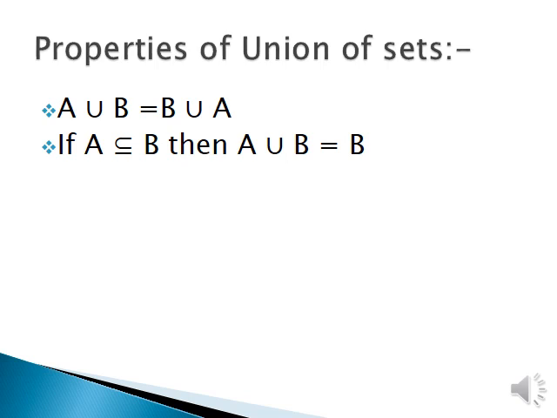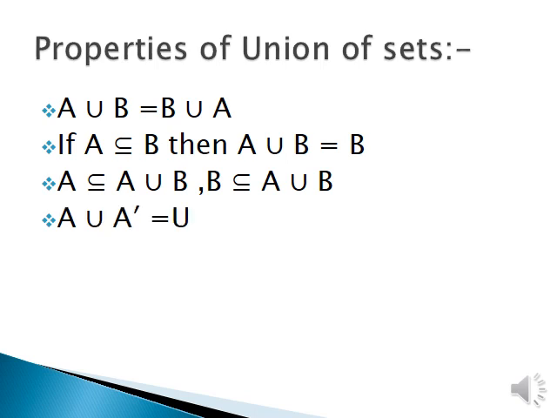A is a subset of B. Subset means, as we have studied before, that the elements of A are present in B. It means total elements of A are present in B. Therefore, obviously after writing the union set, all the elements will be equal to the elements of B. A is a subset of A union B and B is a subset of A union B. That is, if elements of A are present in A union B, then obviously elements of B are also present in A union B.